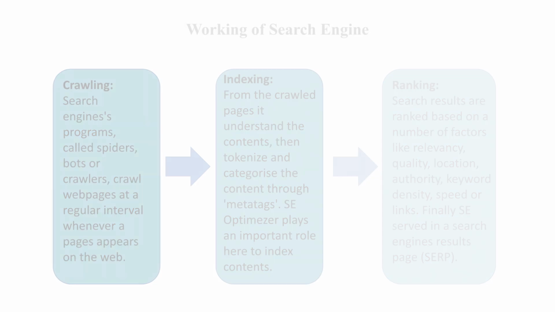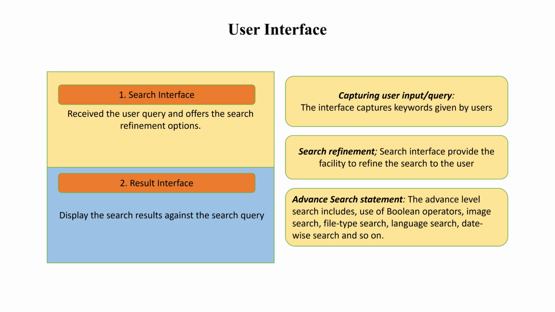Now, let us talk about the user interface. As I already told you, search engines display their results after completing the search through an interface, and this interface is known as the search engine interface. Actually, there are two ends, backend and front end. In the backend, the crawler works, but in the front end, there is a user interface that every search engine has.